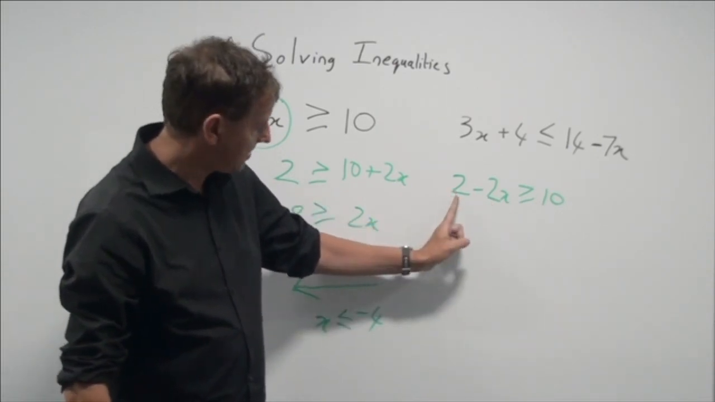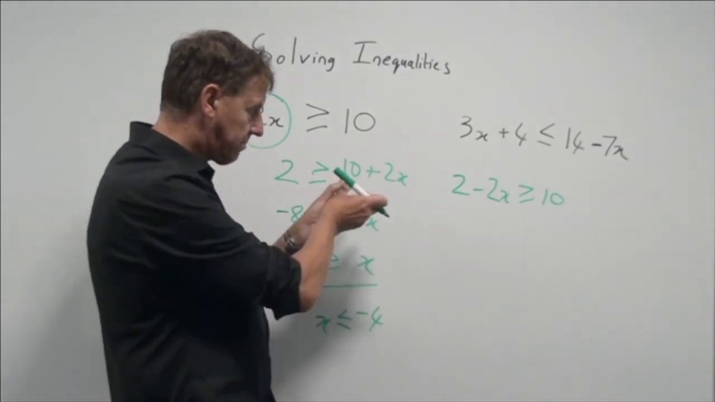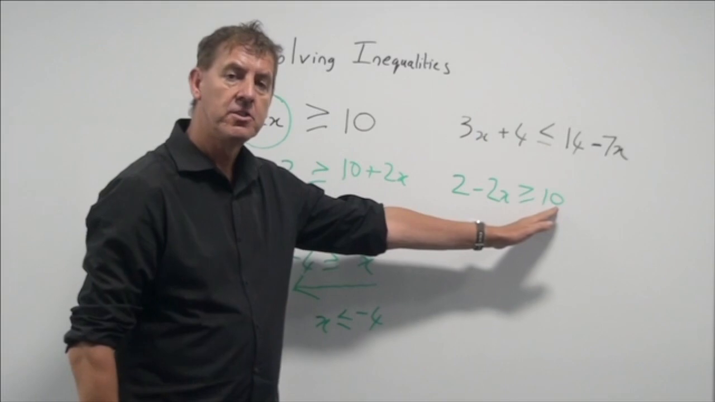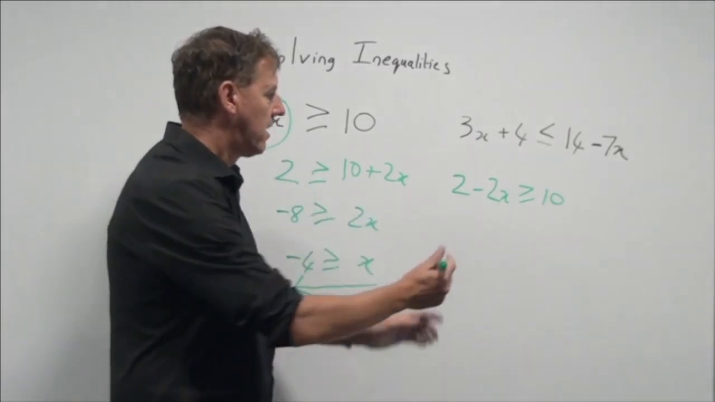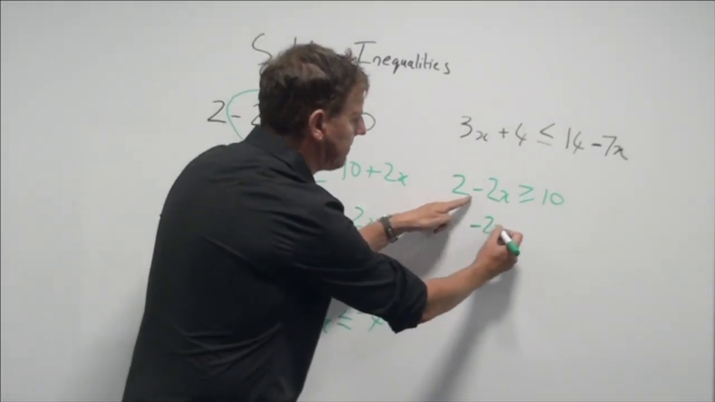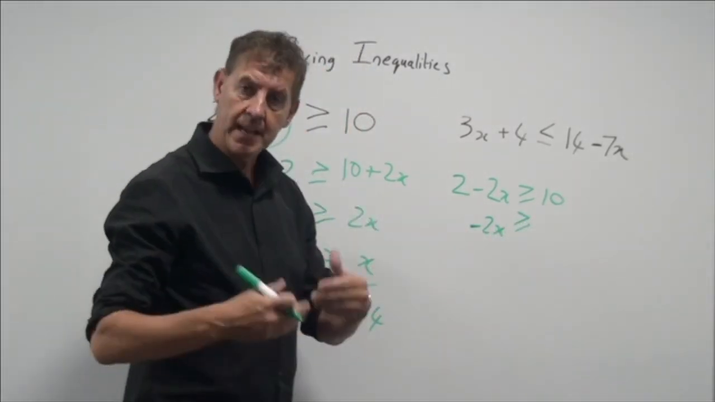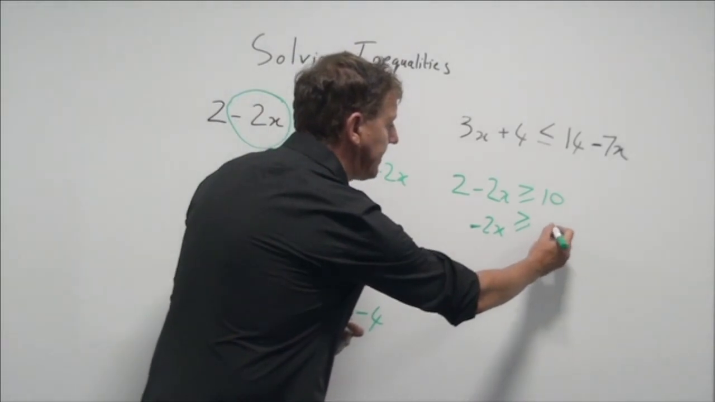The way to remove this 2 is because it's loose, it's plus 2. So I'm going to take 2 off this left-hand side, I'm going to take 2 off this right-hand side. Notice I've still got negative 2x on this side, greater than or equal to 10, take away 2 is 8.